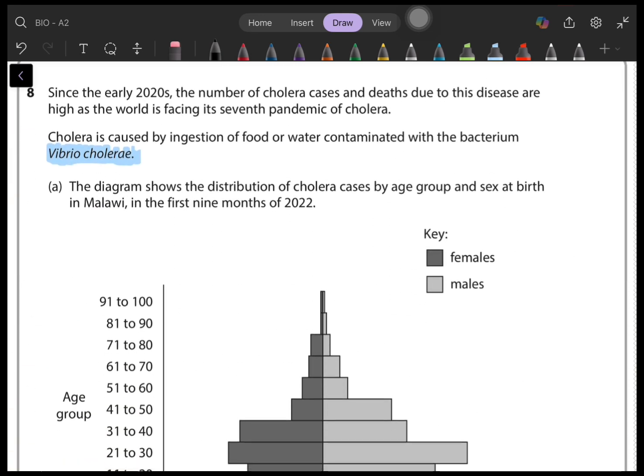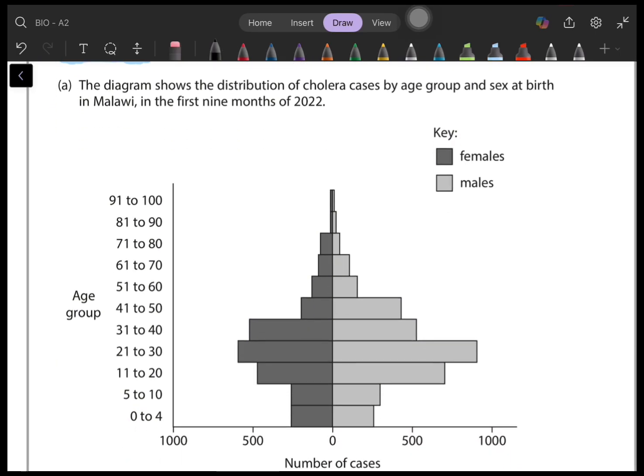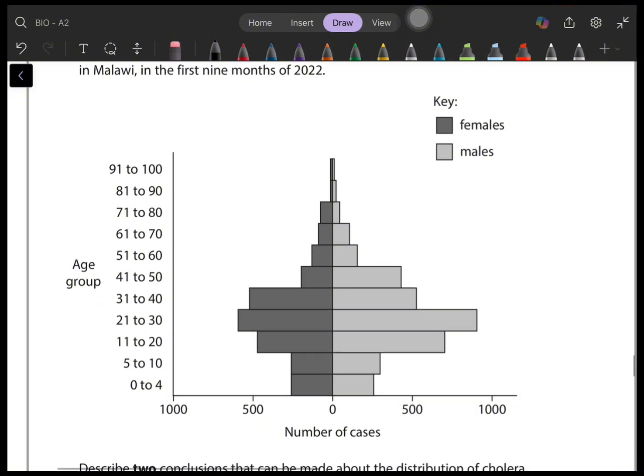Since the early 2020s, the number of cholera cases and deaths due to the disease are high, as the world is facing its seventh pandemic of cholera. Alright, cholera is caused by ingestion of food or water contaminated with the bacterium Vibrio cholerae. Ingestion means something that you eat, right? The diagram shows the distribution of cholera cases by age group and sex in Malawi in the first 9 months of 2022. Okay, first 9 months of 2022.